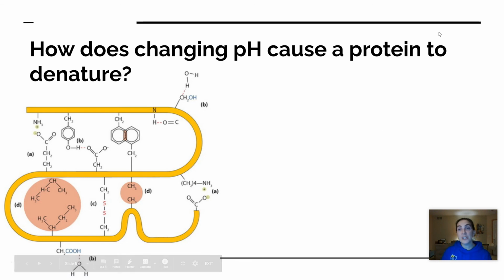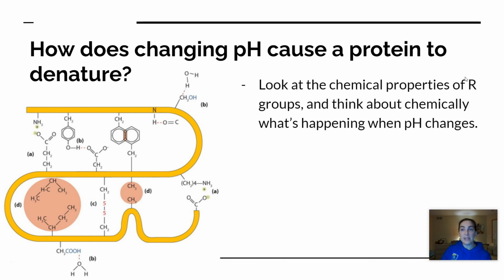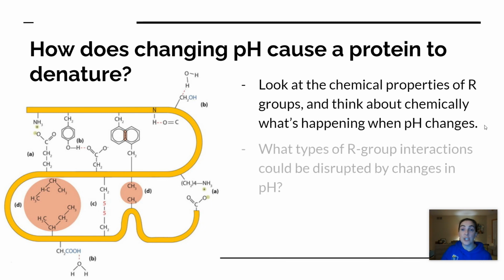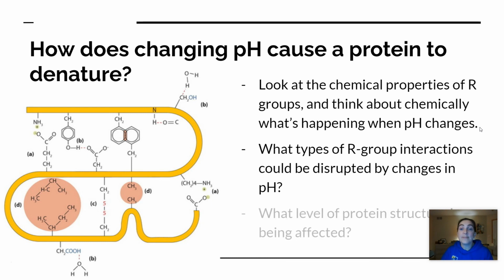So how does pH specifically cause a protein to denature? In the diagram here, you can see some examples of the R groups of some of the amino acids. You can also take a look, I believe it's page 57, that has all the different R groups and their chemical properties. So look at those and also think about the chemical changes that are happening when pH changes. And see if you can guess what types of interactions between these R groups could be disrupted by changes in pH. You can look back to the notes from Friday as well, and what level of structure we're talking about here.